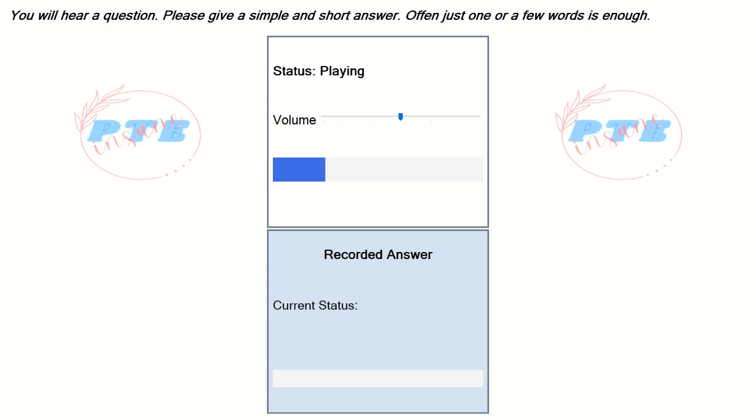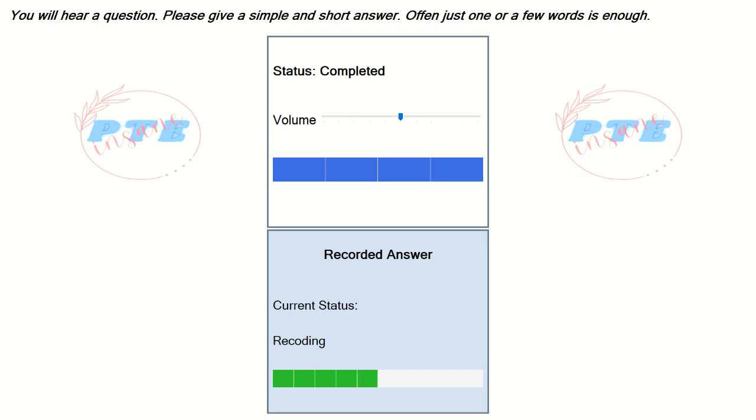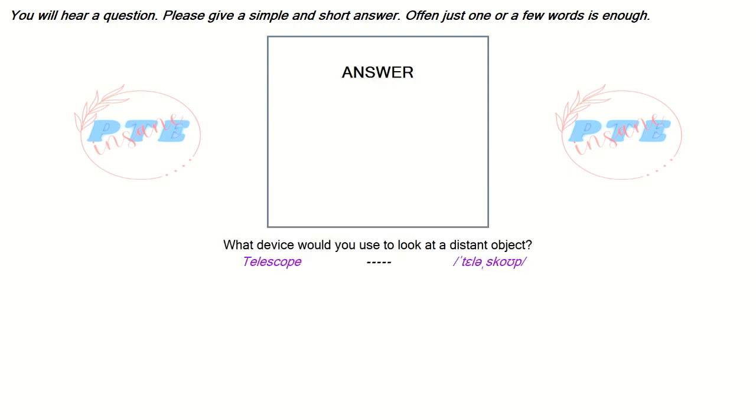What device would you use to look at a distant object? Telescope.